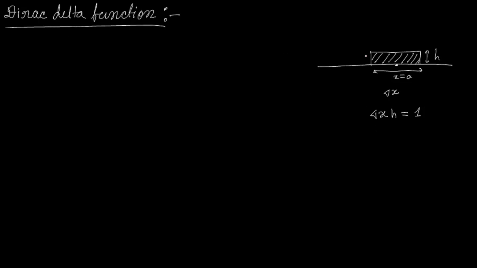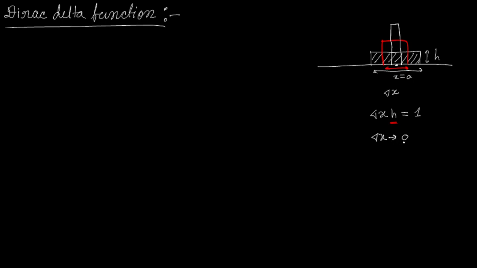Now if we shrink the value of delta x, what is going to happen? The area will remain the same, the area will always be unity, so the height of this function will increase. To keep the area constant, we have to increase the height. The more we reduce the value of delta x, the more the height of this function increases. Now consider a situation where delta x tends to 0, where the width tends to 0.